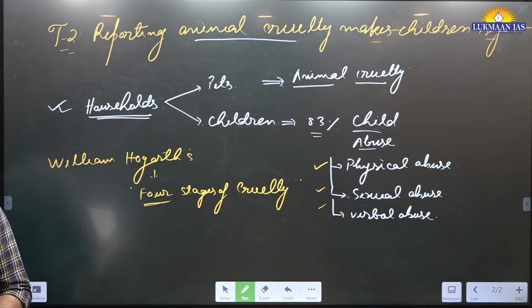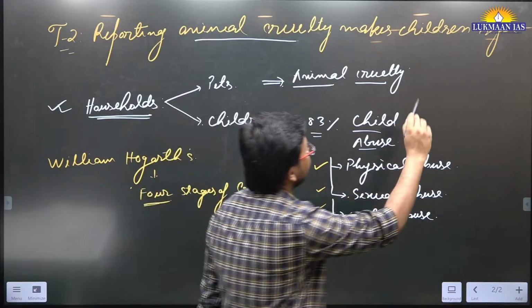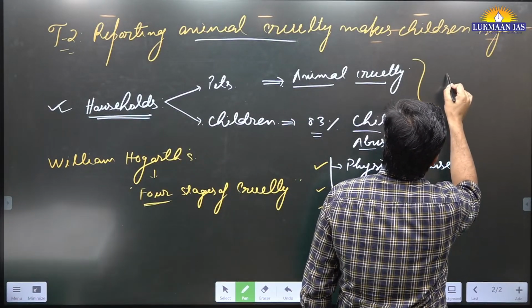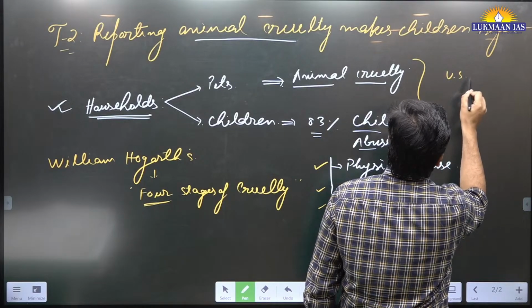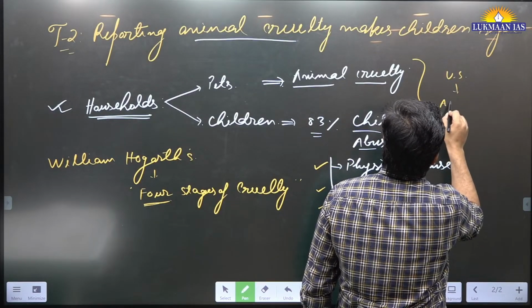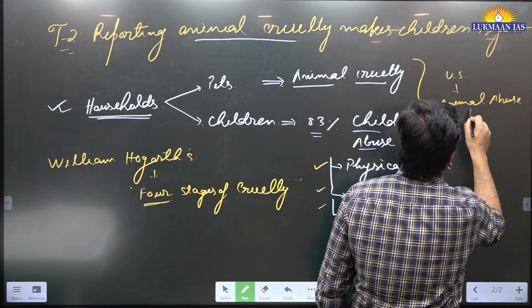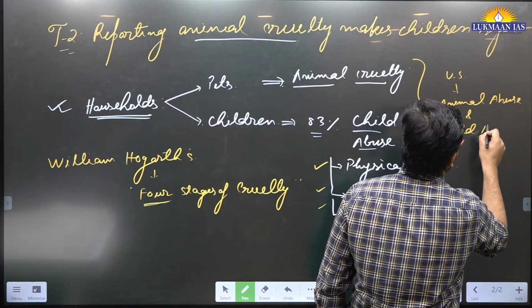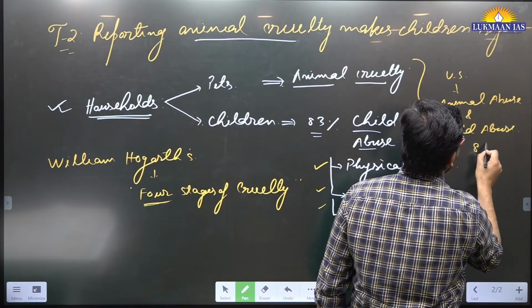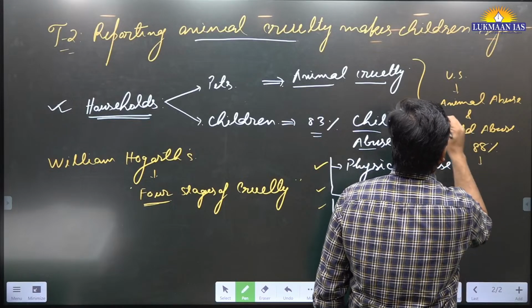Here in this article they have talked about that. A different study of 53 families in which child abuse had occurred, carried out in New Jersey in the US in 1983, found that animal abuse and child abuse co-occurred in 88% of cases. So in the US it was a different study, right? Another study was conducted in New Jersey in the United States of America. They said that animal abuse and child abuse have co-occurred in 88% of the cases.